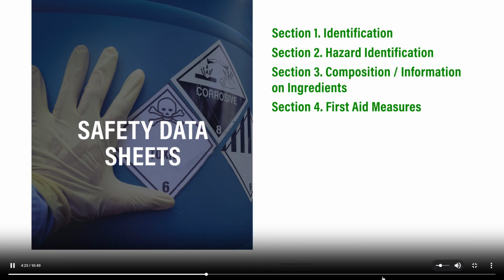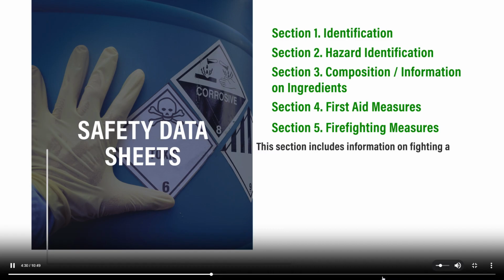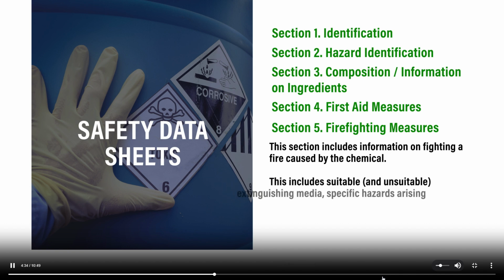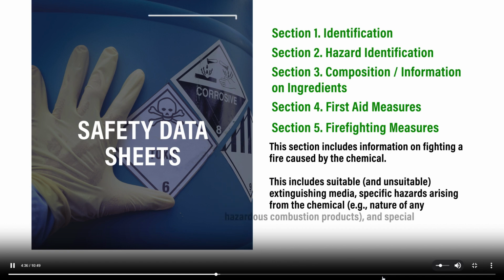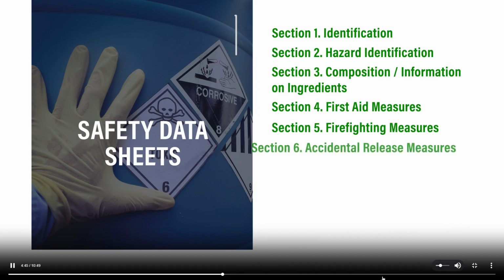Section 5 of the safety data sheet is in regard to firefighting measures. This section includes information on fighting a fire. This includes suitable and unsuitable extinguishing media, specific hazards arising from the chemical, and special protective equipment and precautions for firefighters.